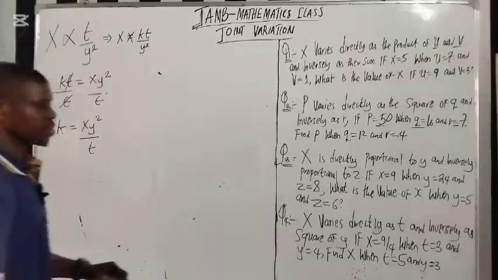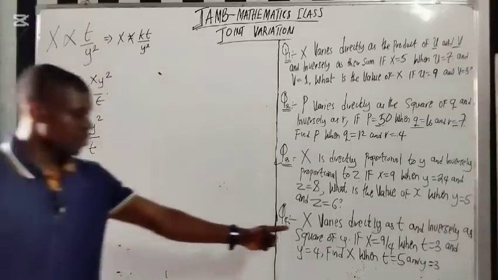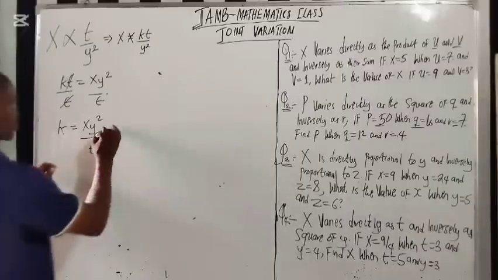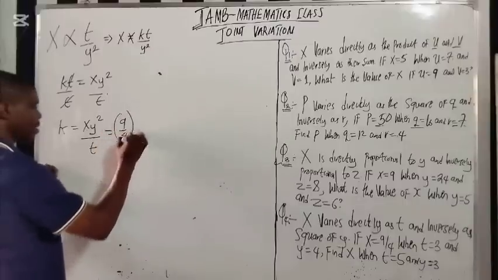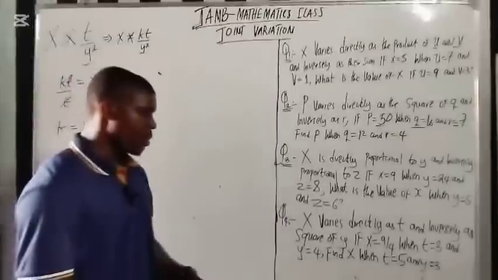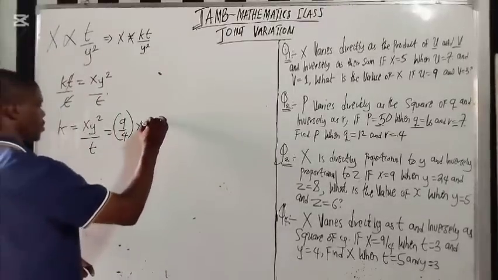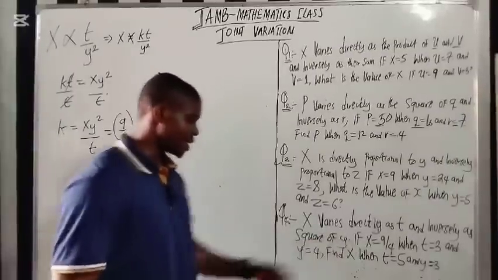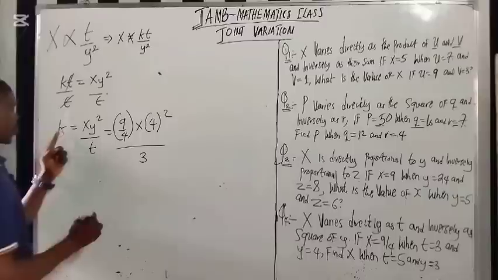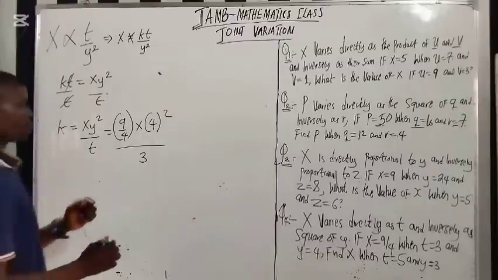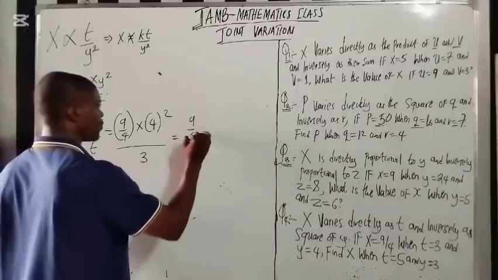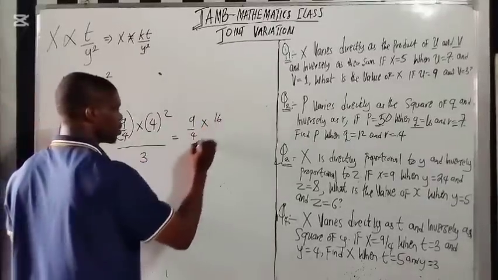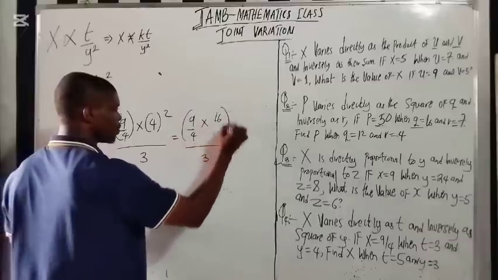So now what is my X? My X is 9 over 4, so here we have 9 over 4 times my Y, which is 4, all squared, over my T. What is my T? My T is 3. So the idea is to look for my k. So we have 9 over 4 times, now 4 squared means 4 times 4, which is 16, over 3.